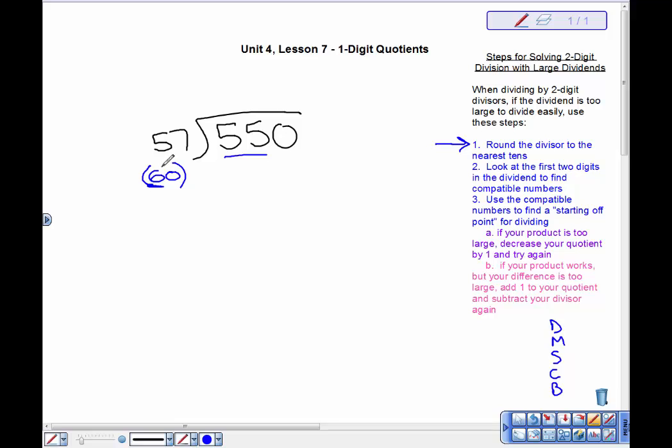If you can do this in your head, that's awesome. If you can't, when in doubt, skip count. So I'm going to count by sixes, and I'm going to keep going until my number is bigger than 55.